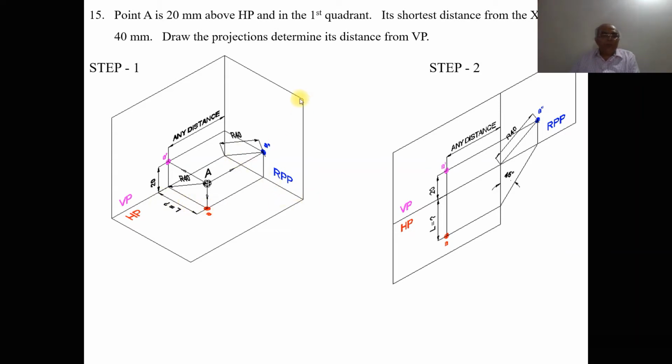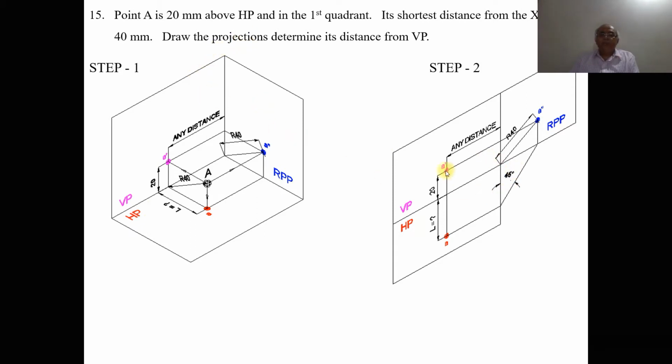So when you cut it and open, what happens? The horizontal plane is rotated down, so HP will come down. The right profile plane will go adjacent to VP, so you are going to get this adjacent to VP. And here, with respect to the profile plane, he has not mentioned any distance. He has not given any distance, so I can take whatever distance I want. That is the reason why we have written here any distance. This can be here or here or here, or it can be outside also.